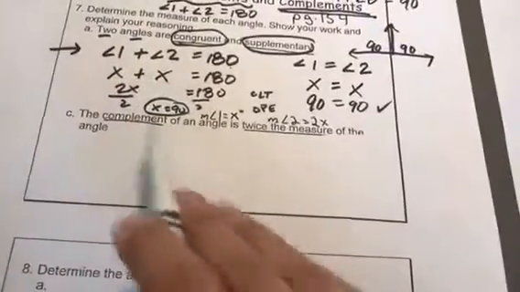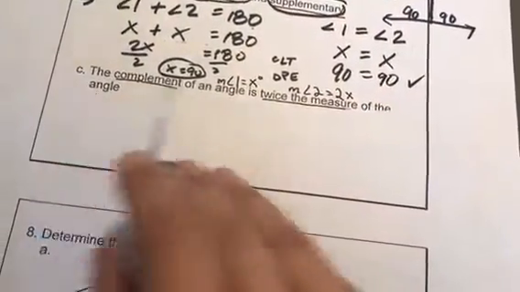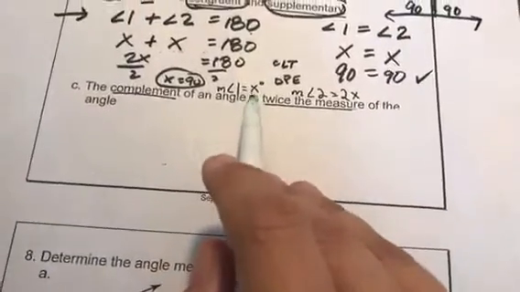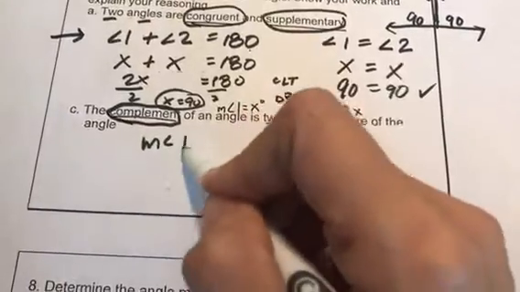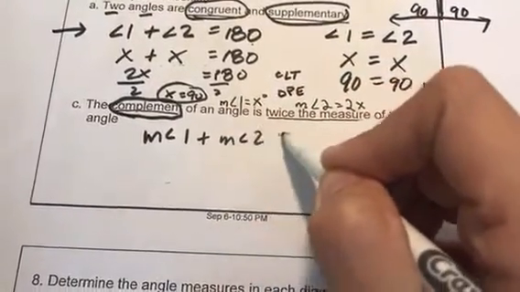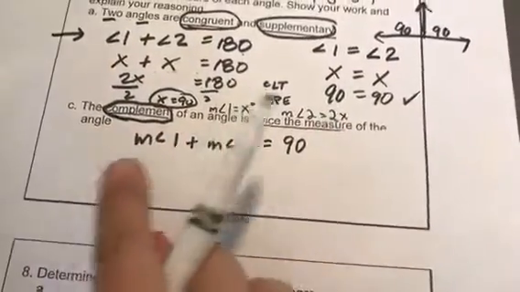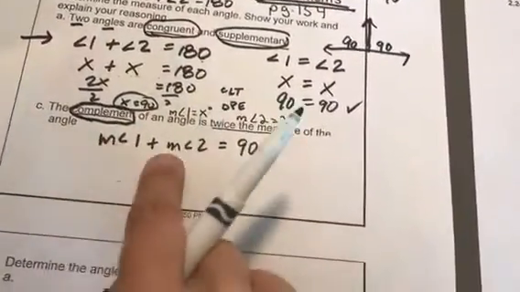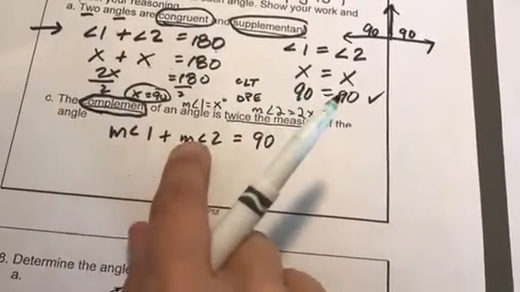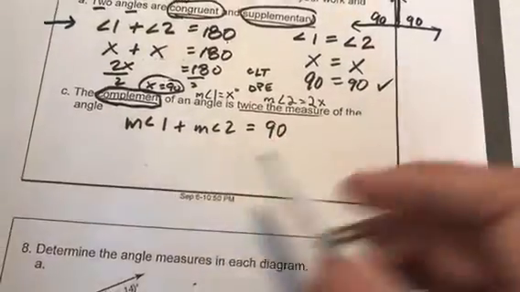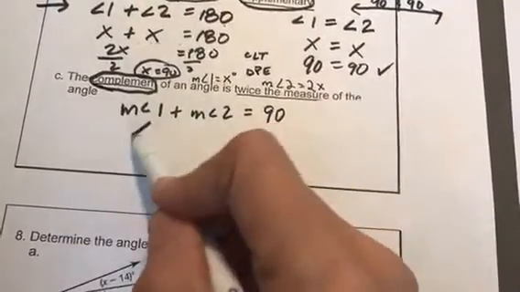Okay, next problem. The complement of an angle is twice the measure of the angle. So this was a little tip I gave you. The complement means the measure of angle 1 and the measure of angle 2 is 90. So I can put these m's in here. Sometimes I do, sometimes I leave them out. But it is nice to put them in because this is really what we're saying. The measurement of angle 1 if I measured it and the measurement of angle 2 if I measured it is 90. And I don't know what the measurement of angle 1 is, so I'm going to call that x.